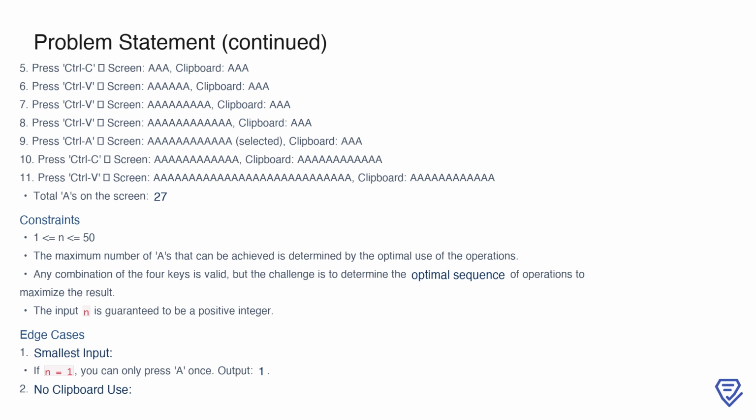To ensure we understand the constraints and requirements, let's summarize a few key points. First, the input n can range from 1 to 50, and the challenge is to determine the optimal sequence of operations to maximize the number of A's on the screen. Any combination of the 4 keys is allowed, but not all combinations are efficient. For smaller values of n, such as 1 or 3, the best strategy is simply to press A for all operations. However, for larger values of n, using the clipboard becomes essential, and you need to decide the right moment to use Control A, Control C, and Control V in your sequence.